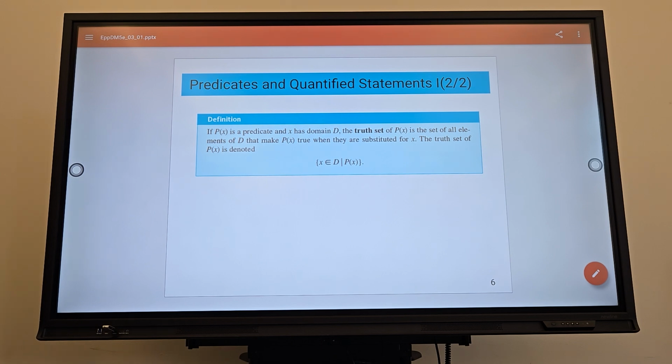So if P of x is a predicate and it has D as domain, the truth set of P of x is the set of all elements of D that make P of x true when they are substituted for x. The truth set of P of x is denoted as the set of x that are elements of D such that P of x is true.